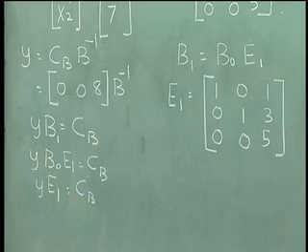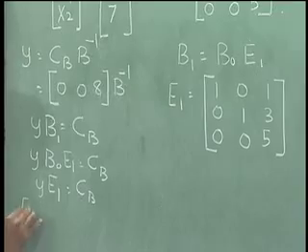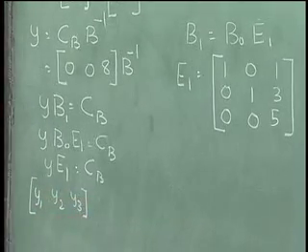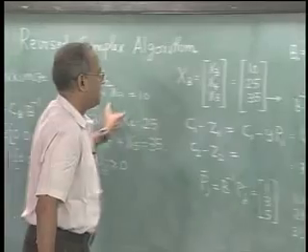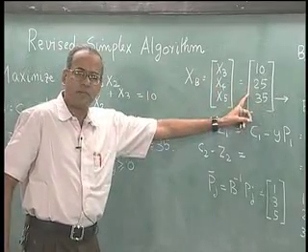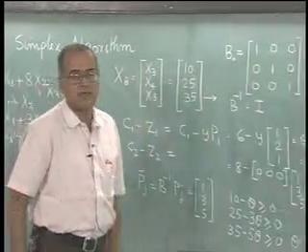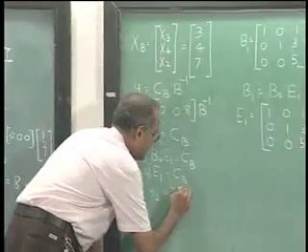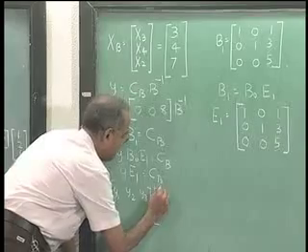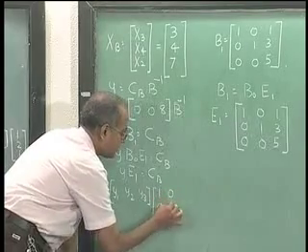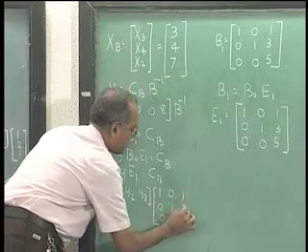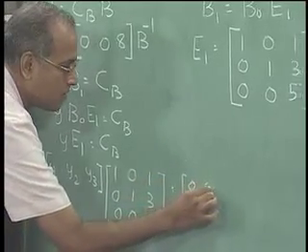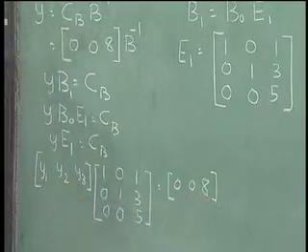Now, y is a vector. So, y is now written as y1, y2, y3, because there are 3 constraints, there are 3 basic variables in the primal, there will be 3 dual variables for y. So, y1, y2, y3 into E1, which is given here, 1 0 0, 0 1 0, 1 3 5, is equal to CB, which is 0 0 and 8.